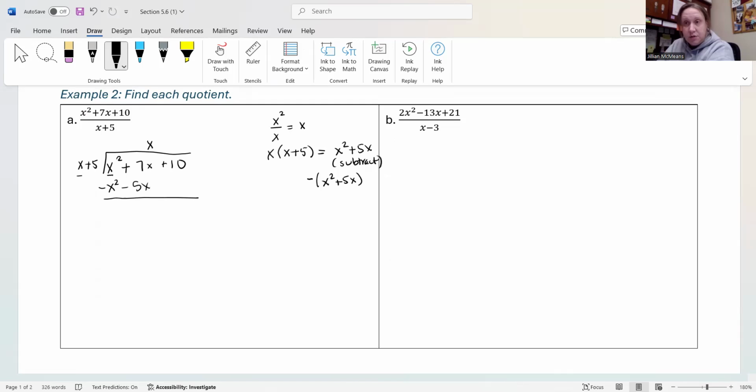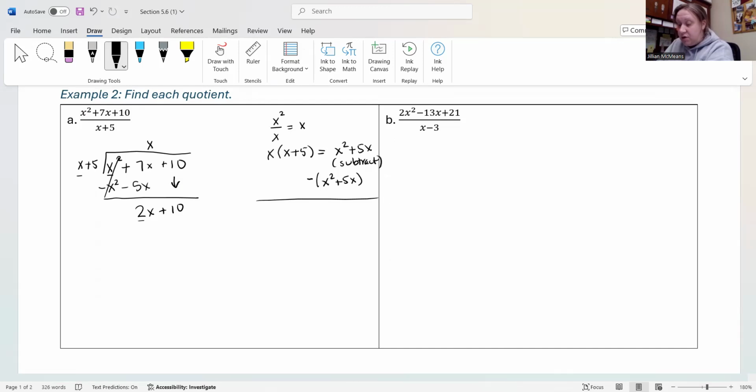Be really careful with this idea of taking what's in the quotient, multiplying it by the divisor, and subtracting it. You have to subtract each term, which basically just changes their sign. So now x squared minus x squared becomes 0, and 7x minus 5x is 2x. Then I drop down the rest of the dividend, so I'm going to drop down plus 10. And then I repeat the whole process over.